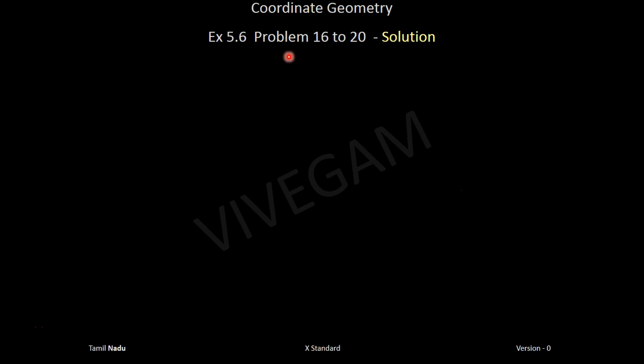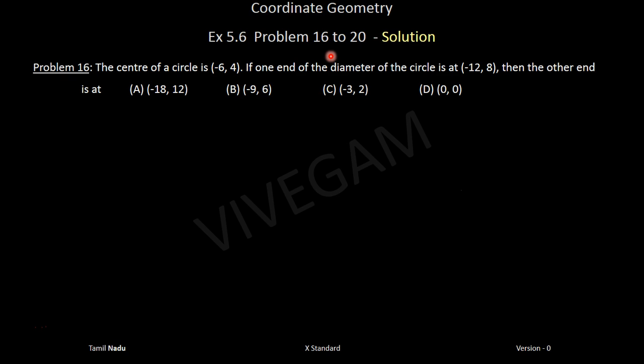Exercise 5.6 problem 16 to 20 solution. The center of the circle is minus 6, 4. If one end of the diameter is minus 12, 8, then the other end is, they have given us 4 options. Maybe we can draw a simple diagram.